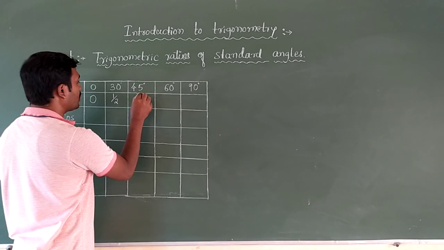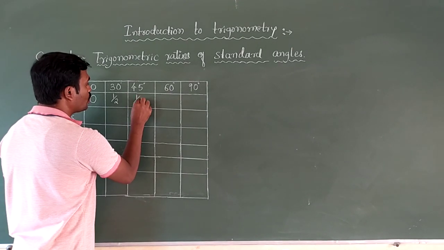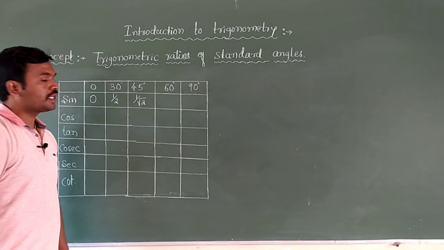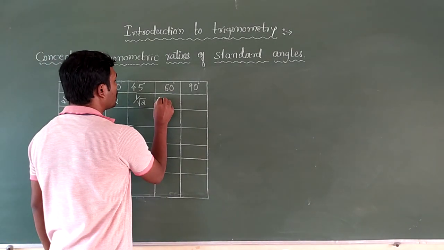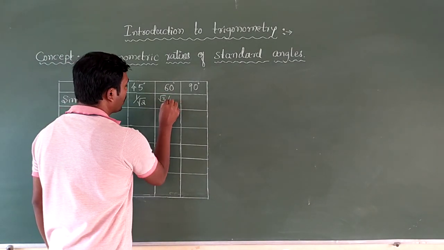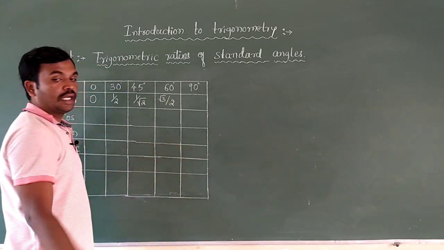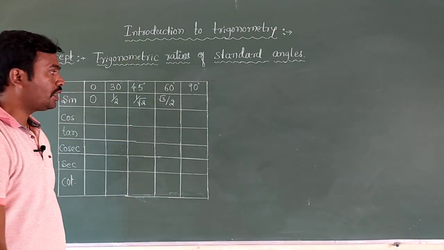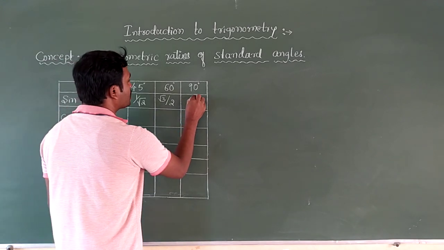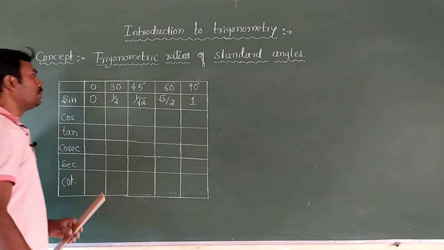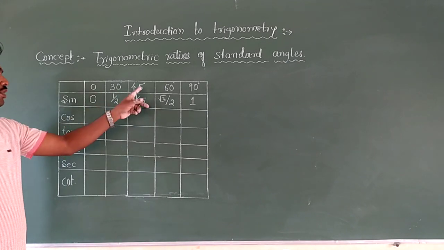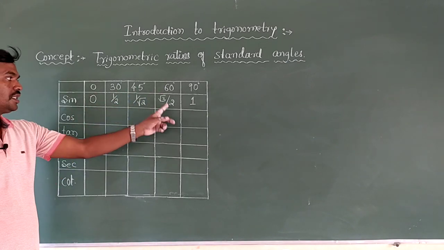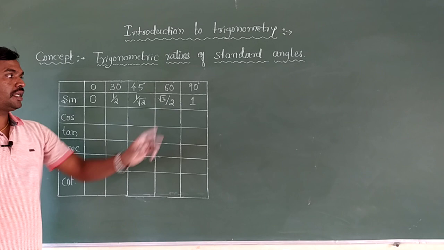Sin 45 is 1 by root 2. Sin 60 is root 3 by 2. Sin 90 is what here? Sin 90 is 1. So here sin 0 is 0, sin 30 is 1 by 2, sin 45 is 1 by root 2, sin 60 is root 3 by 2, sin 90 is 1.